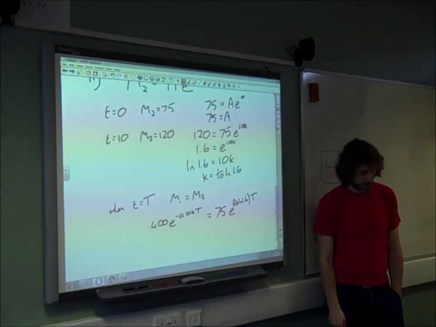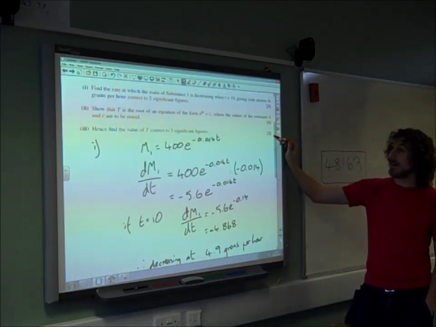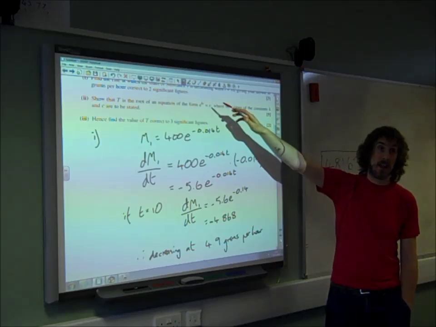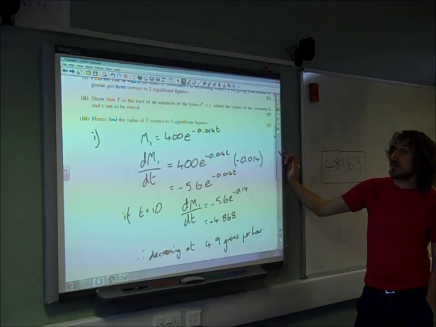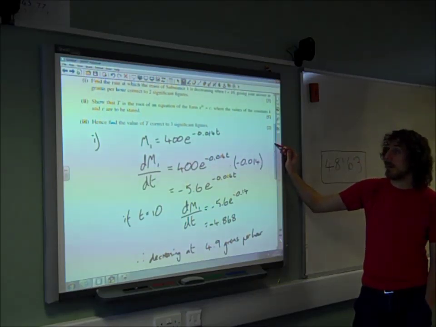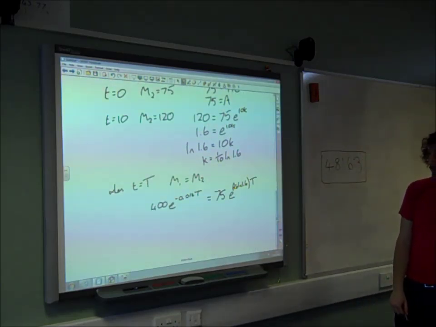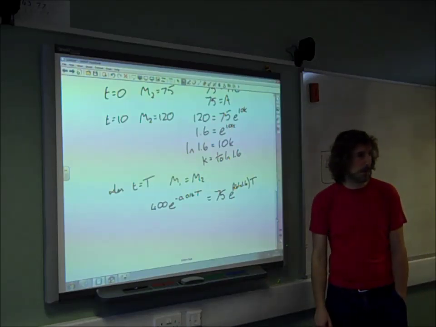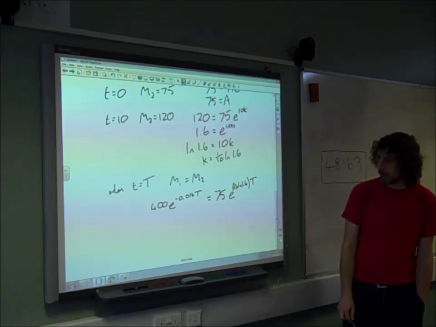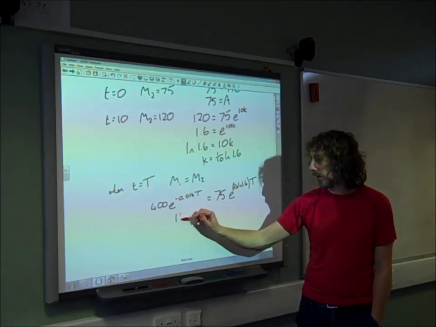I need to find the value of T at this point. But I need to show that this is the root. Well, I need to get it so it says e to the kt equals c, and find the values of k and c from that equation. So I need to rearrange this so I've got the e bits on their own. Well, let's just try and tidy it up a little bit. I've got 75 and 400, so if I divide through by 75 again, I get 400 over 75, which is 16 over 3.